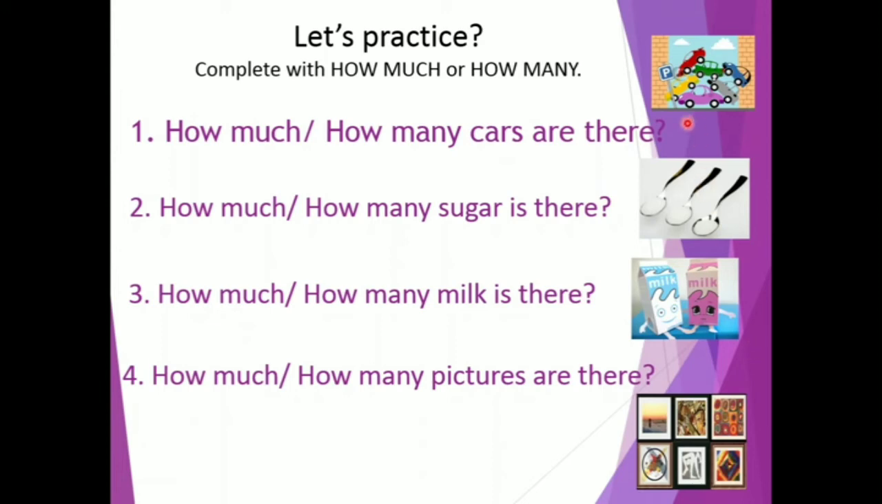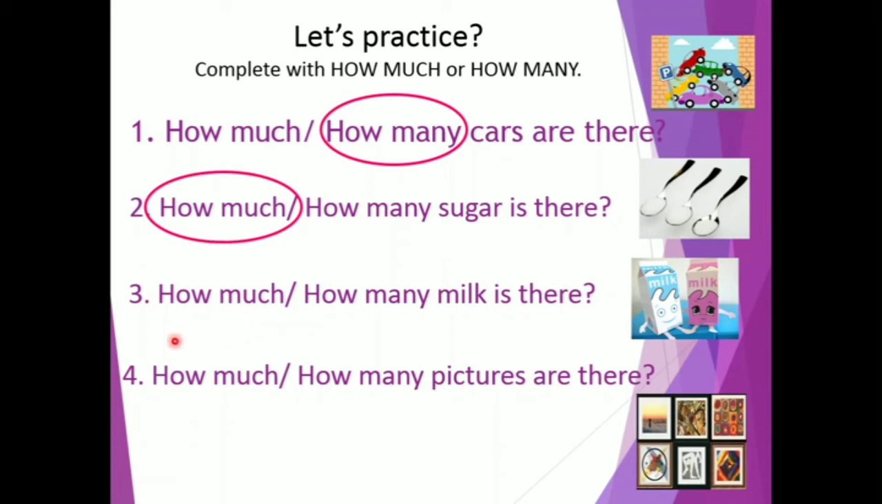So the first sentence is, how much or how many cars are there? So remember that cars are countable, right? So we need to complete with how many, okay? Number 2, how much or how many sugar is there? Here we have sugar, right? So even though we have here 3 spoons of sugar, 3 spoonfuls of sugar, sugar is uncountable. So the correct is how much, right? We have to know the quantity of sugar, so we use how much.